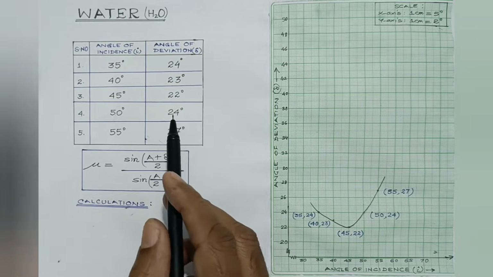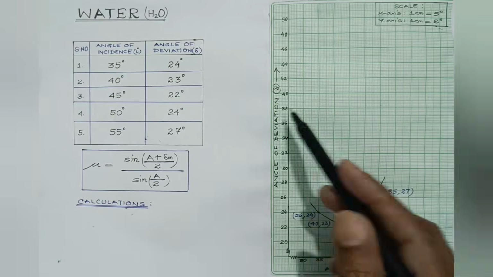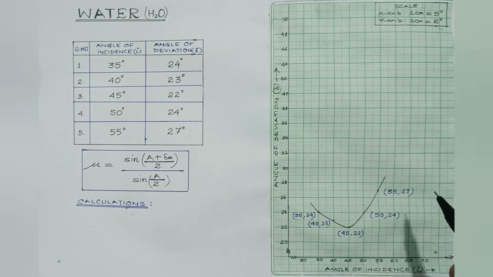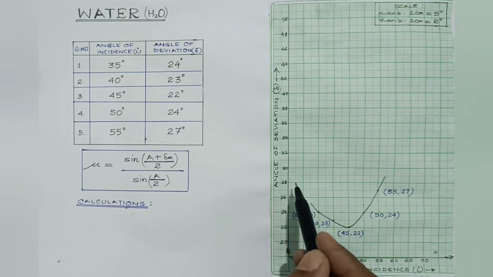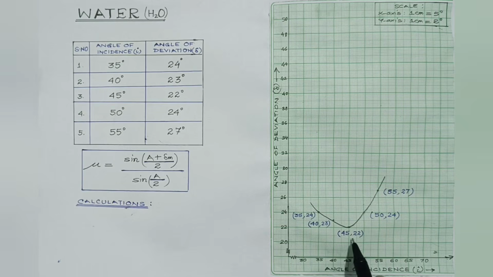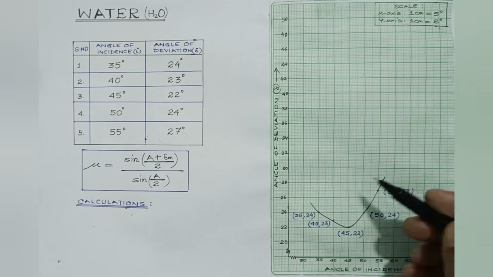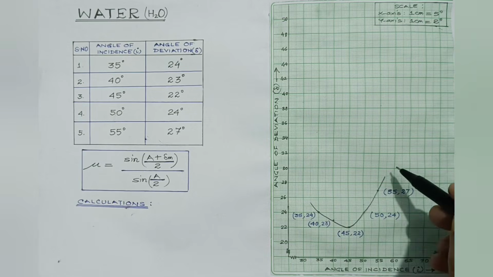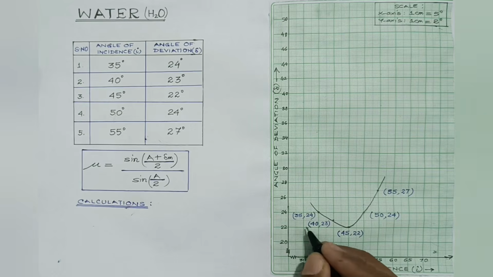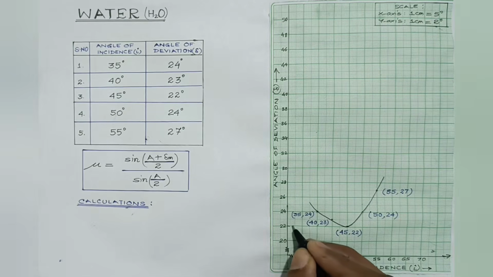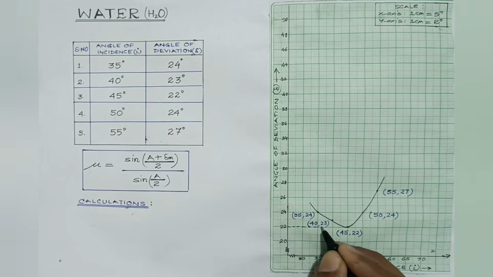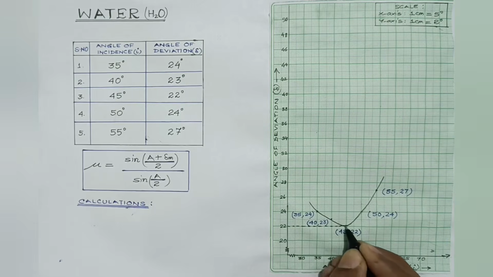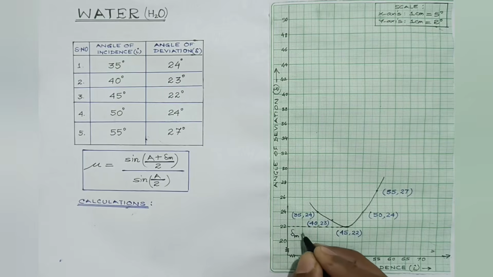In case of water, again, the nature of the graph obtained between angular deviation and the angle of incidence is same as was in the case of vegetable oil. That is, initially with the increase of angle of incidence, the angular deviation decreases. Corresponding to a particular angle of incidence, the angular deviation attains minimum value, and thereafter if the angle of incidence is still further increased, the angular deviation starts increasing. So nature of the graph obtained for any liquid would be same, right? So here from the graph, it can be easily determined that the angle of minimum deviation in case of water, that is found to be 22 degree.